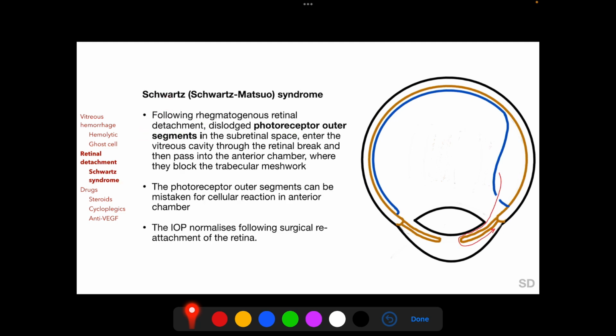In the Schwartz syndrome or the Schwartz-Matsuo syndrome, following rhegmatogenous retinal detachment, dislodged photoreceptor outer segments in the subretinal space enter the vitreous cavity through the retinal break and then pass into the anterior chamber where they block the trabecular meshwork. The photoreceptor outer segments can be mistaken for a cellular reaction in the anterior chamber. The raised intraocular pressure in Schwartz syndrome usually normalizes following surgical reattachment of the retina.